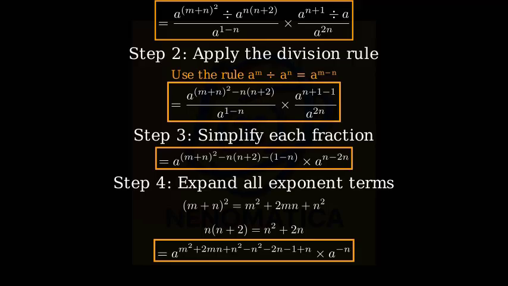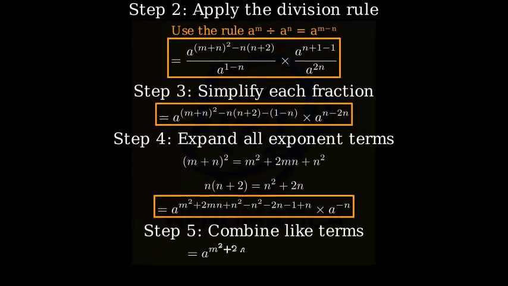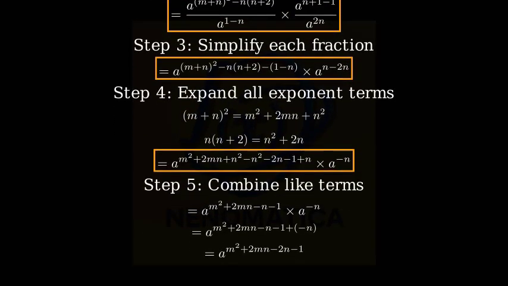Now, let's combine like terms in the first exponent. The n squared terms cancel out. Combining the negative 2n and positive n terms gives us negative n. So, the first exponent simplifies to m squared plus 2m minus n minus 1.